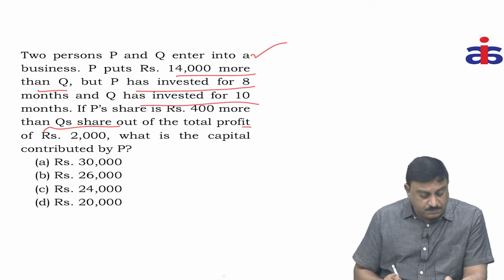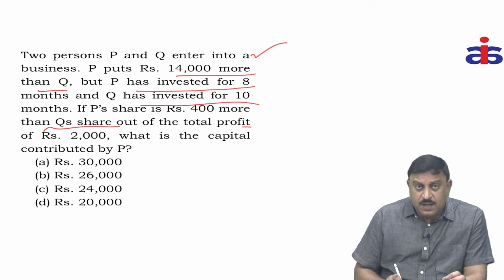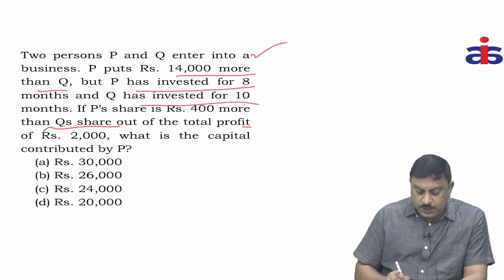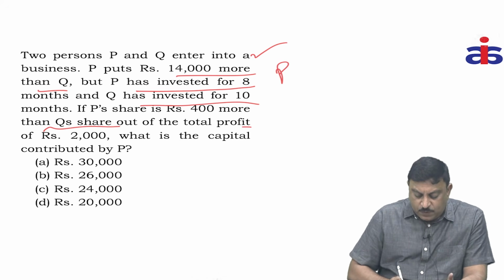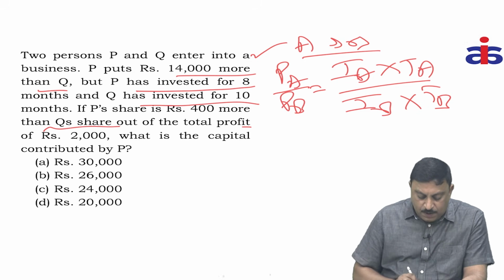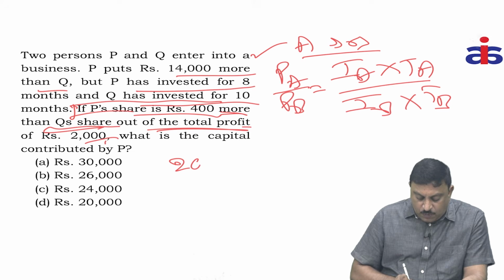Here, different time periods are there, different investments are there, and even the profit ratio is not given directly. Actually, if two persons A and B are doing a business, the profit of A by profit of B is equal to investment of A into time period of A by investment of B into time period of B. Simple. So you can just substitute that. But here the profit shares, P's share is 400 rupees more than Q's out of the total profit of 2,000. So you have to work out only for this one.